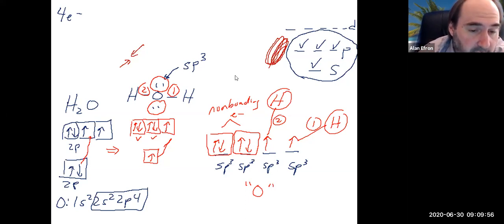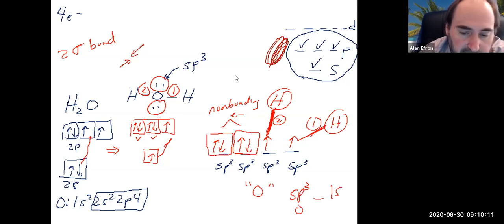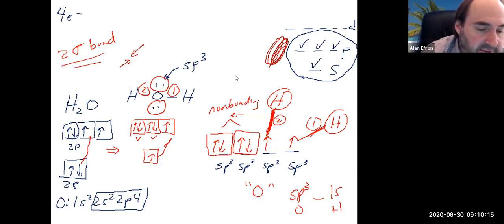By the way, this water would have 2 sigma bonds. And that is basically these bonds right here between the sp3 in oxygen to the 1s orbital in hydrogen. And there would be 2 sigma bonds. Each of those would be the sigma bonds. Question on that?